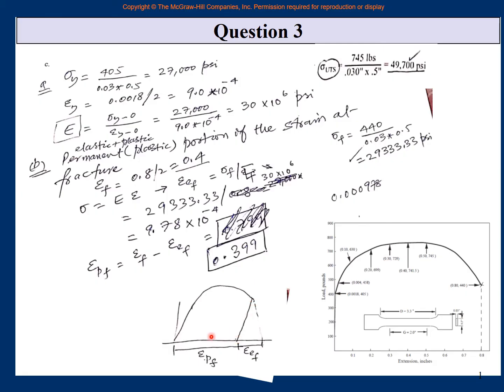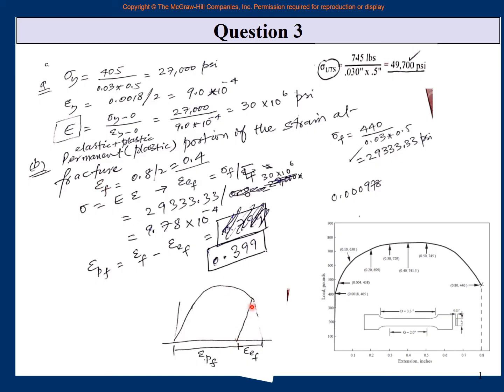At the time the load is there, all this is the total one. So all this is 0.8 upon 2, right, from here till here. So from here, this is the elastic part, epsilon elastic of the fracture point, and this is the epsilon plastic of the fracture point, right? So find the total, which is nothing but 0.8 divided by 2. So total is 0.4, epsilon f.